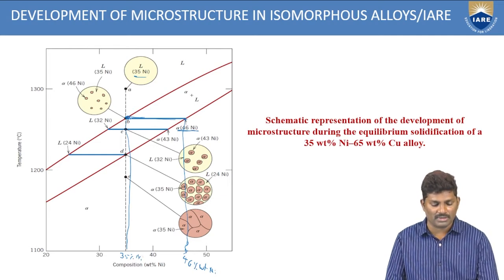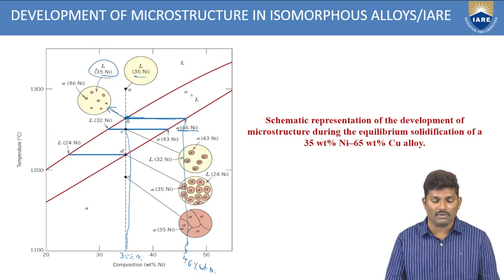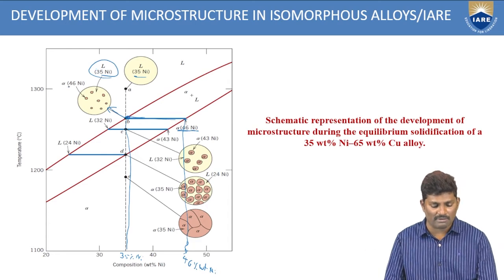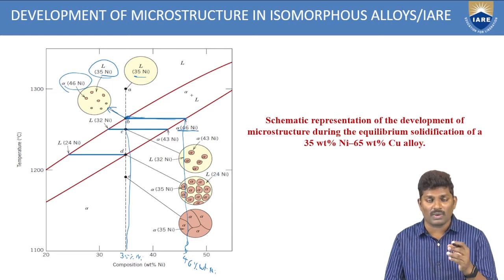35% of nickel. So if you see the microstructure of this point, the liquid will be 35% of nickel, and what is the remaining? The remaining will be alpha at 46. The solid material, whatever solid material you're seeing here, we are representing here. So these are the solids. Solid formation is starting at 1260 degrees centigrade.